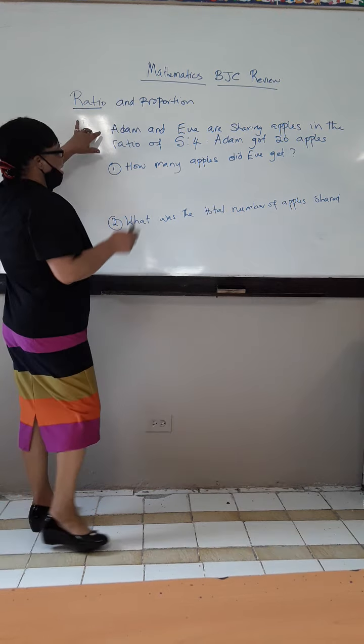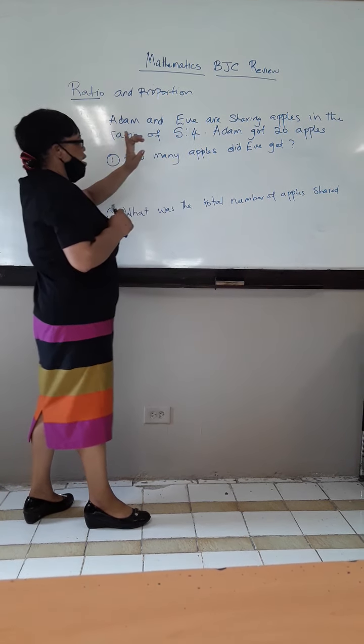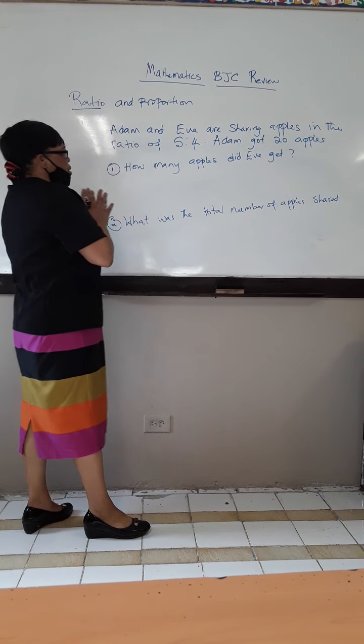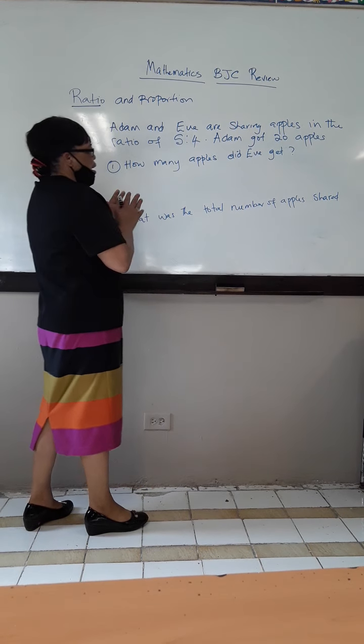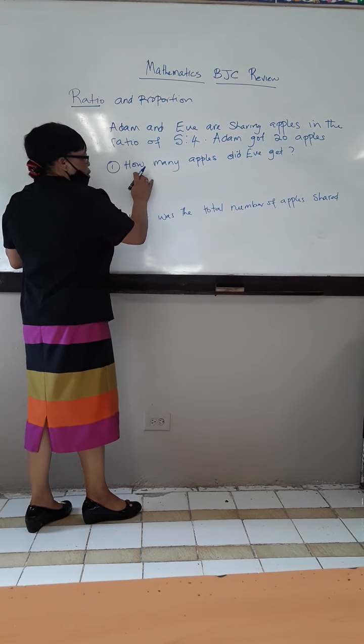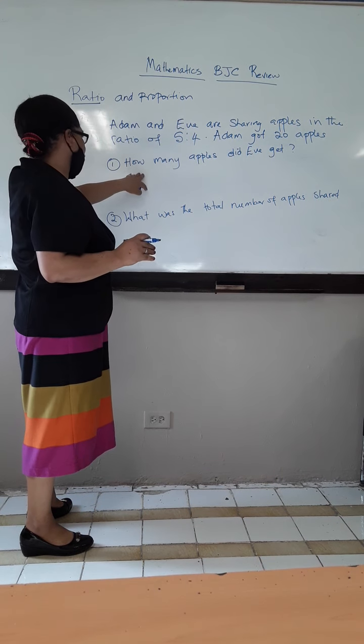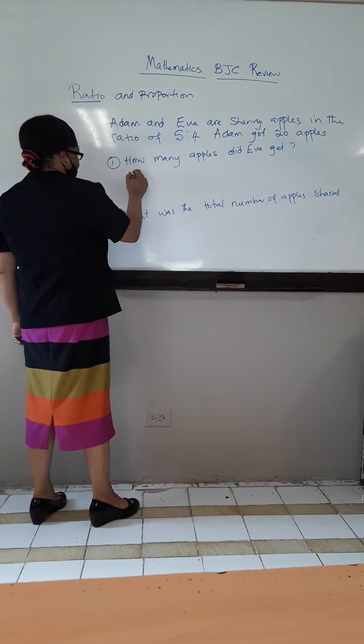It says Adam and Eve are sharing apples in a ratio of 5 to 4. Adam got 20 apples. How many apples did Eve get? So, in order for me to find out how many apples Eve got, we are going back to this whole idea of ratio.